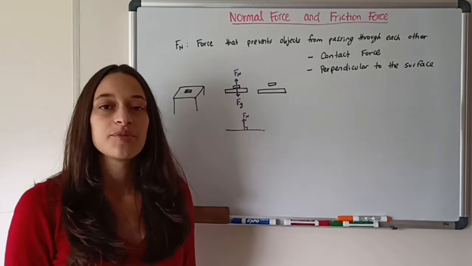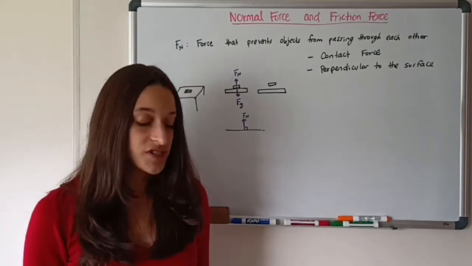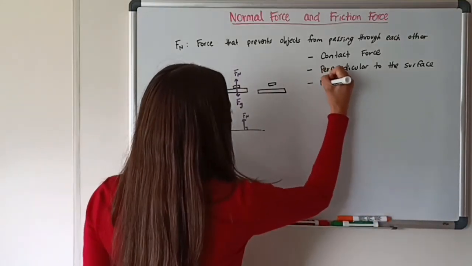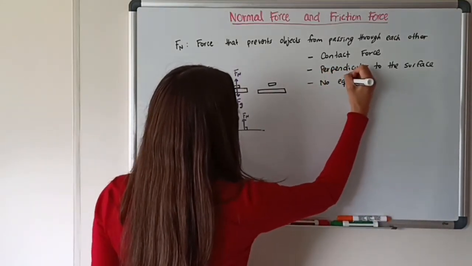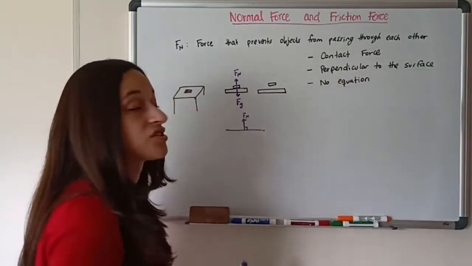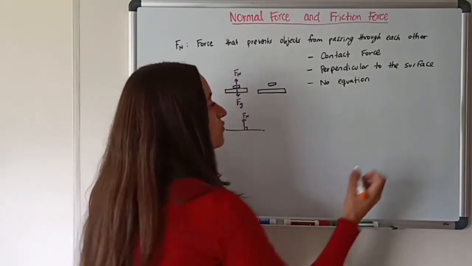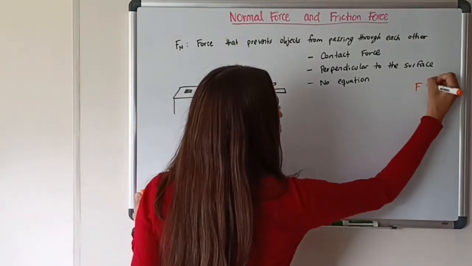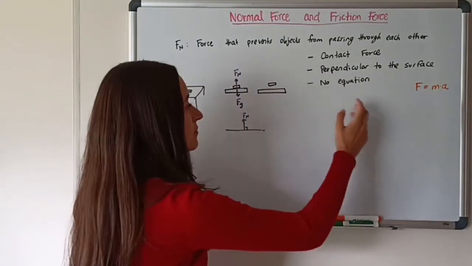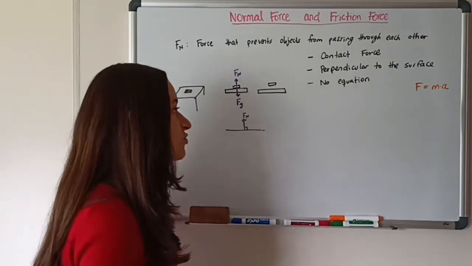Now, the first thing people ask is always, what is the equation for normal force? And the answer is, it has no equation. So it has no specific equation, but we can usually figure it out because of Newton's second law, which I'm going to write here so that you guys don't forget. Newton's second law is force equals mass times acceleration. And by figuring out the acceleration, we can usually solve for normal force.